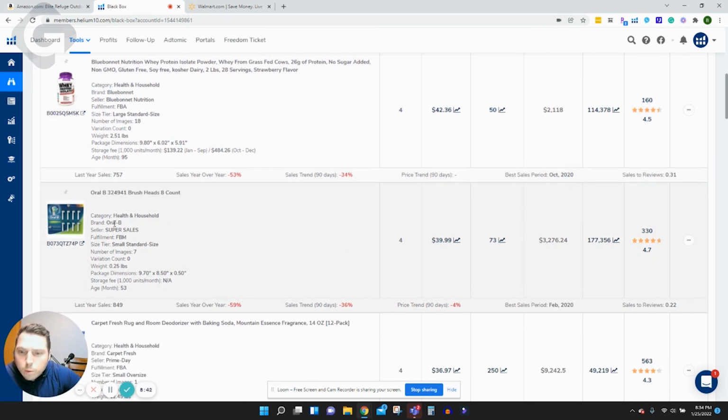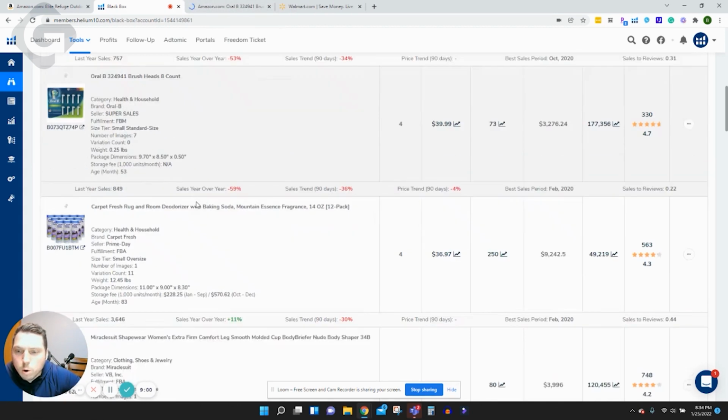Look here though, Oral-B, most of us recognize that brand. The seller is Super Sales. So we know, obviously Oral-B is a big brand. This is something that you're not going to necessarily contact Oral-B for, but you will potentially be able to get this from a distributor. So we're just going to open that up.